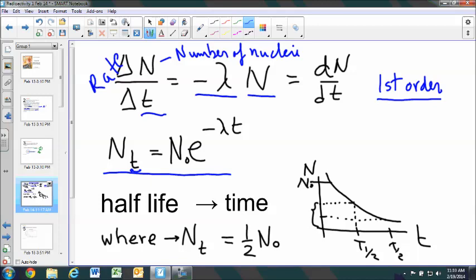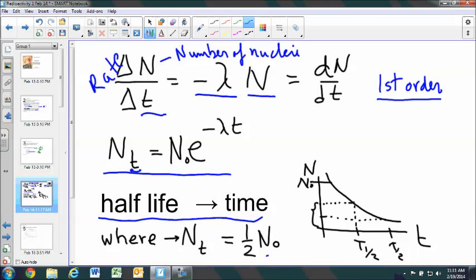And last Monday, last class, no, it was Friday, we introduced the idea of a time that we call the half-life, which is the time it takes for a particular amount to be half the initial amount.